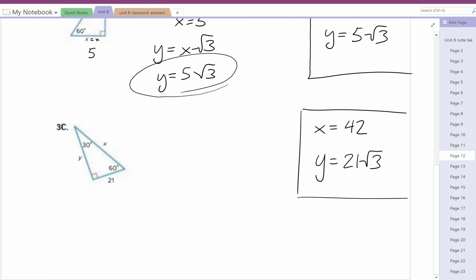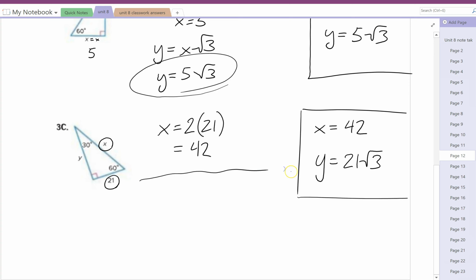So in any 30, 60, 90 triangle, the relationship between the shortest side and the longest side is that the shortest side multiplied by 2 is the hypotenuse. So again, whatever this shortest side is, times 2 is the hypotenuse. So if this shortest side is 21, x would be equal to 2 times 21. 2 times 21 is 42. That's where I got this number right here.